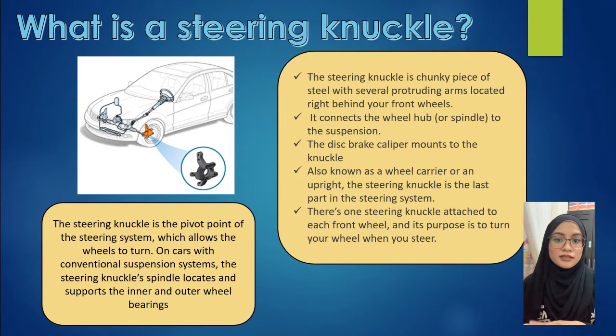Also known as a wheel carrier or an upright, the steering knuckle is the last part in the steering system. There's one steering knuckle attached to each left and right front wheel, and it's supposed to turn your wheel when you steer.